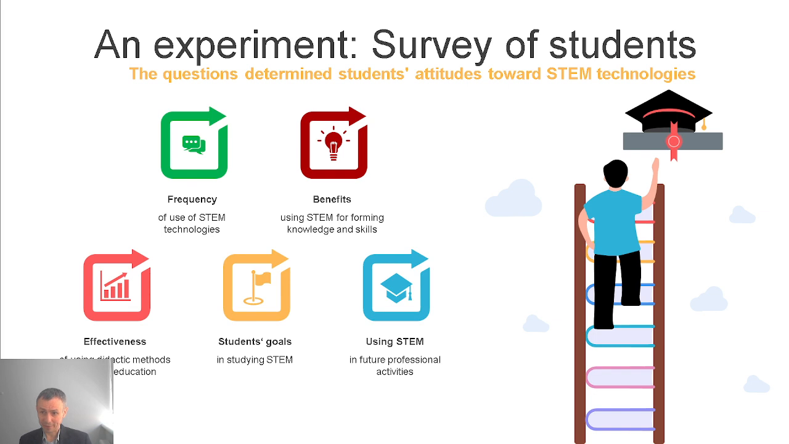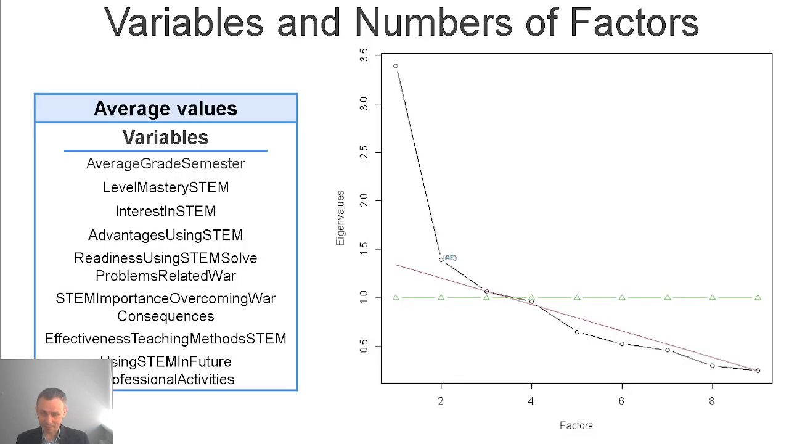They were formed as a 5-item Likert scale and determined indicators of students' attitude towards STEM technologies, such as frequency of use of STEM technologies, the benefits and difficulties of using STEM, the effectiveness of using didactic methods in STEM education, a student's goal in studying STEM, and using STEM in future professional activities.